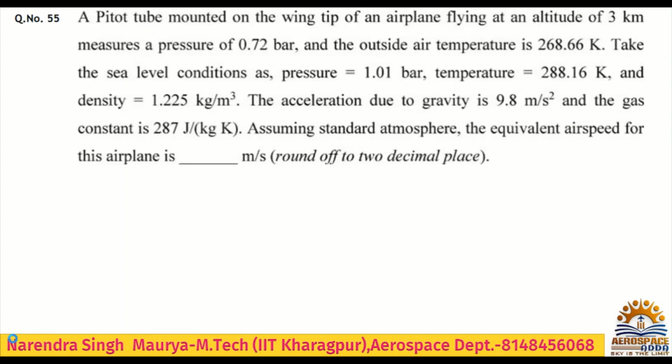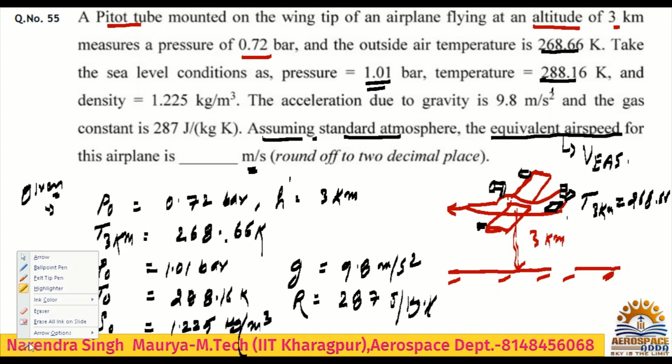So yes, here P naught is given. I'll change the color so it will be more clear. So P naught is given. All right. Check, PS is given at 3 kilometer? I mean static pressure is given? No, it is not given. Only temperature they have given. They have not given static pressure. If you check this 1.01 bar, this is not a 3 kilometer pressure. This is at sea level pressure. So what is your next job?